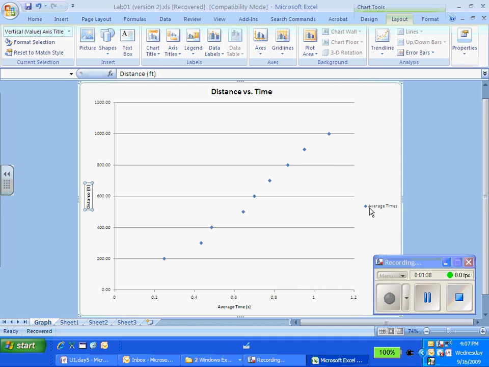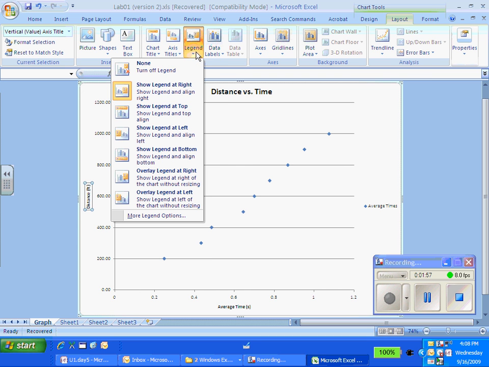Now, there's a couple other things that we'd like to change. First is, on the right-hand side, there is this average times label or legend, which, given we only have one series of data, is not necessary. So I'm going to go up to the labels section and look at legend. Click on legend and use the first one, none, or turn off legend.